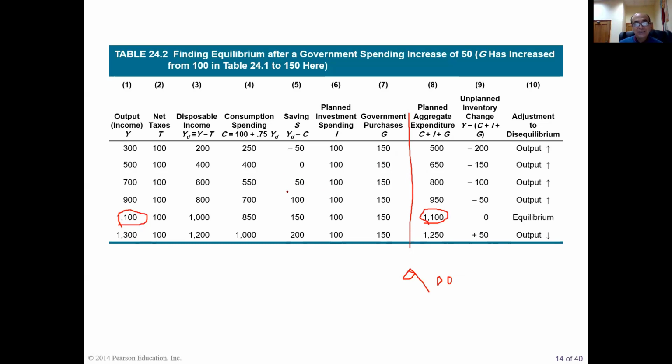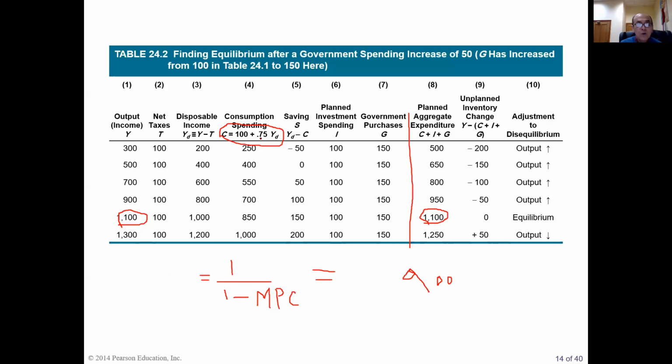We can also calculate the multiplier value another way. Here we have C, C equals 100 plus 0.75 YD. And as we already know, the multiplier equals 1 divided by 1 minus MPC. In this case, we can just apply this equation.